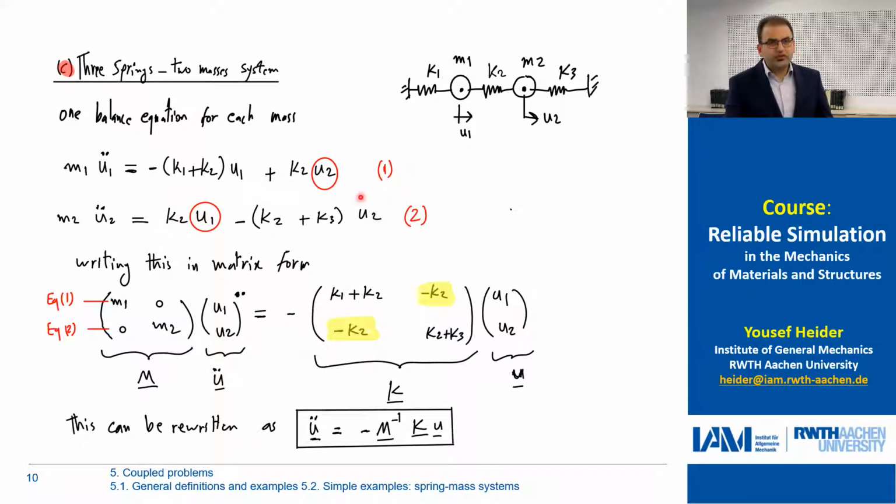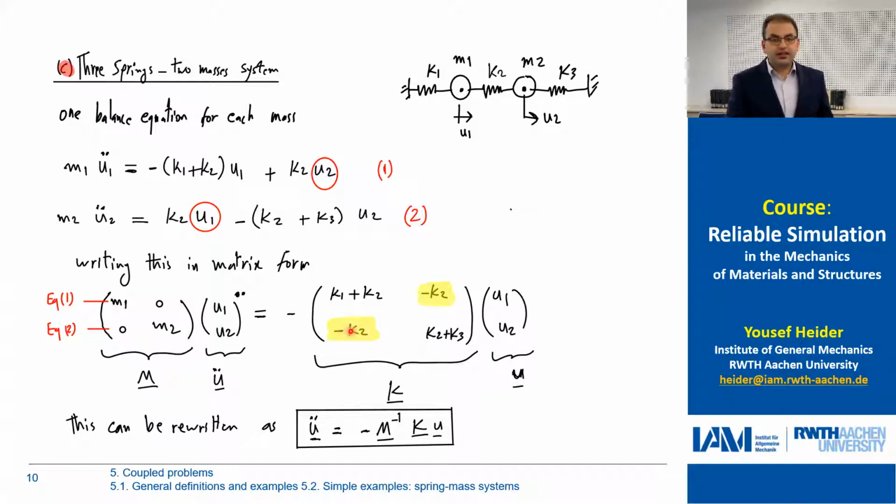If we put these equations in matrix form, then it will be much clearer. In this case, the two masses m1 and m2 can be collected in what's called the global mass matrix. Then you have u1 and u2 with double dot, so it's like u double dot, and that equals minus the global stiffness matrix. We are just collecting these stiffnesses, putting them in matrix form, and multiplying by u1 and u2. This is also a vector.